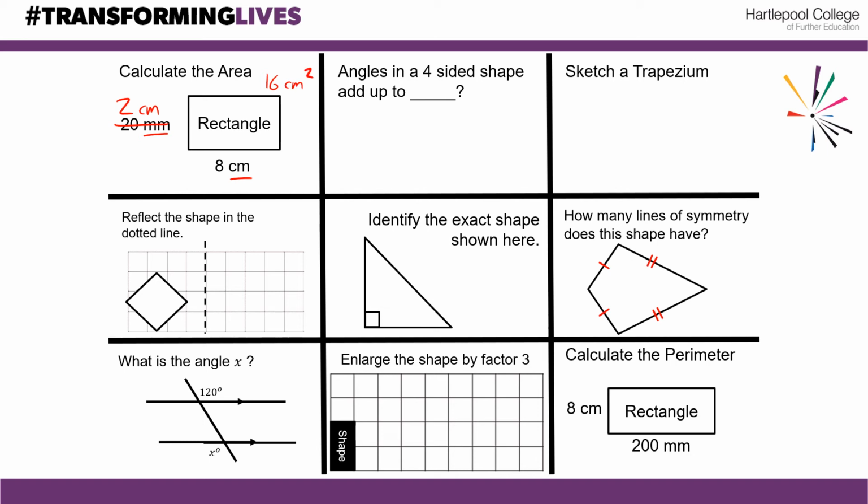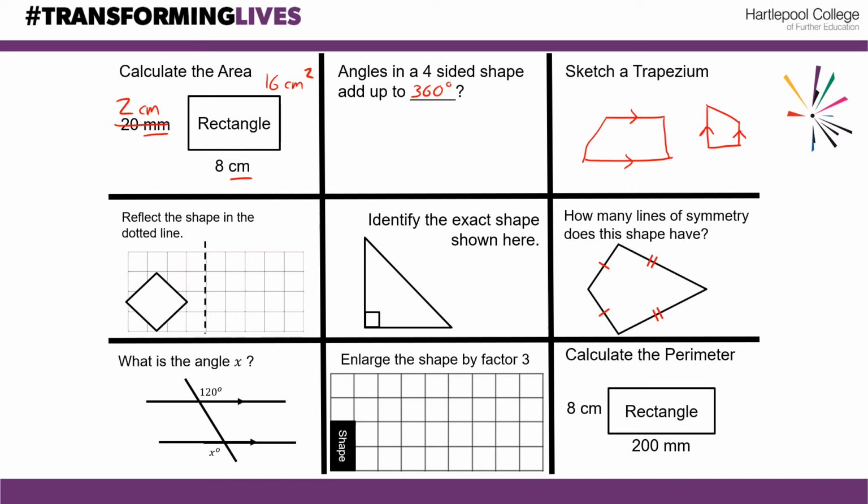Angles in a four-sided shape add up to 360 degrees. Sketch a trapezium. Now yours might not look like mine, but the identifying feature of a trapezium is one set of parallel lines and two not parallel lines. So there's one kind of trapezium. Equally, yours might have been something like that, where this side and this side are parallel, still a trapezium.